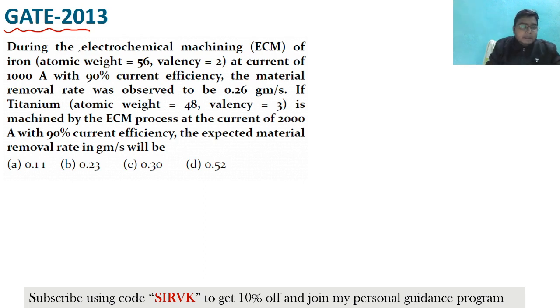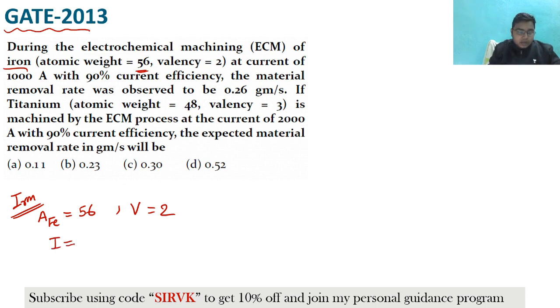It says that during an ECM process, which is the ECM process, there is iron. Okay, it is iron. What is the atomic weight? That is 56. Fine. So I will just write it here that there is an iron, and for that, the atomic weight for iron is given as 56. Clear? Okay. Now valency is given as 2. I will write valency is given as 2. No problem. At a current of 1000 ampere. Fine, so current is given as 1000 ampere.